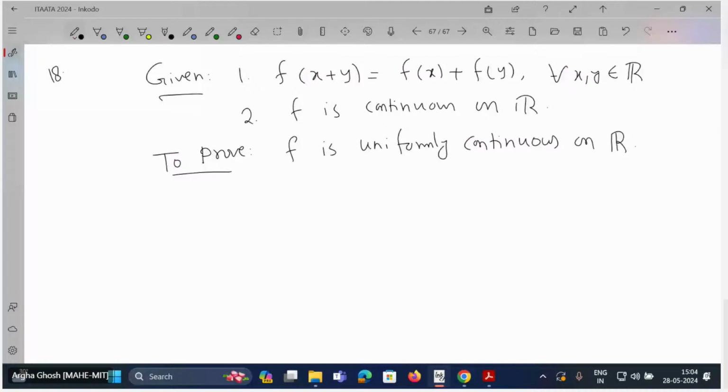What are the properties we know till now about additive functions? Already given, it's continuous on R. Yeah, f(1) into x. Then we are done basically. Yeah, correct.